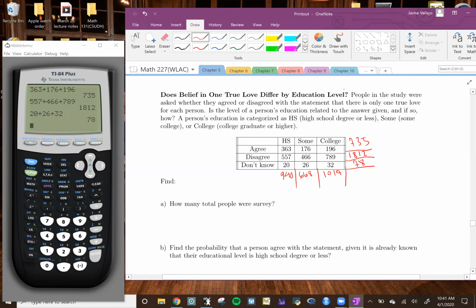The final thing I'm going to do is get the total. The total will be over here. To get the total, we do 735 plus 1812 plus 78, and you get 2625. And that's the answer for A, 2625. All right. Any questions so far?